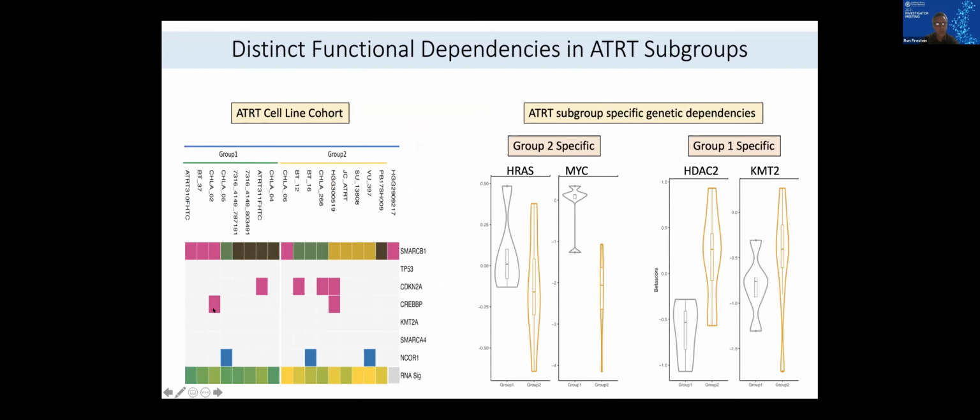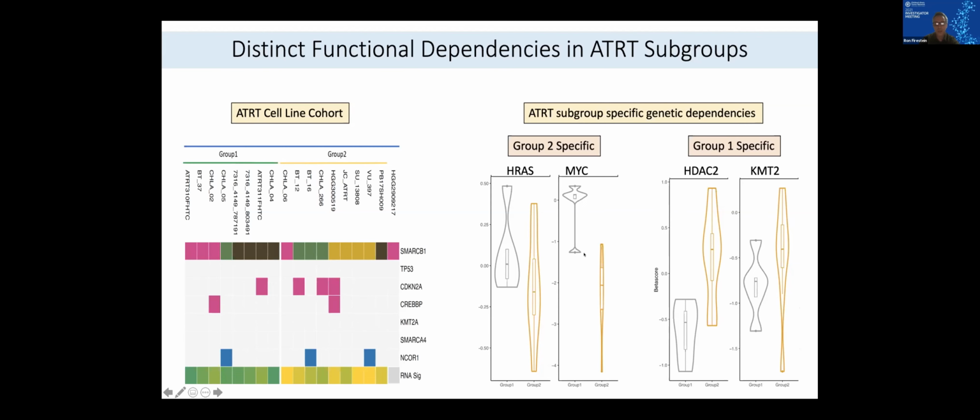And I think with this kind of cohort that we have, we can now really have enough cell lines in the different subgroups of ATRT. And you can see here group 1, which is mainly driven by the hedgehog pathway, and group 2, which is the MYC enriched pathway. And we have a cohort of about 10 ATRT cell lines in each group, which allows us now to look at subgroup specific dependencies.